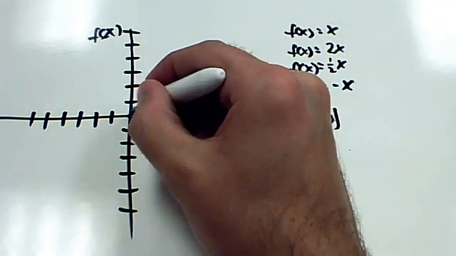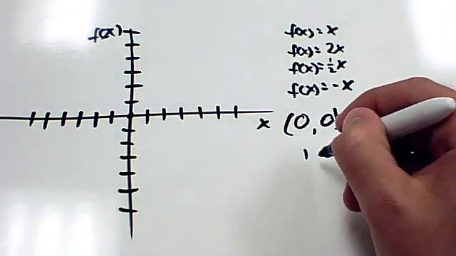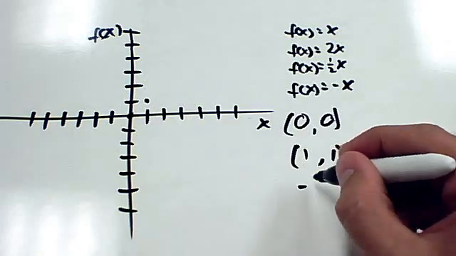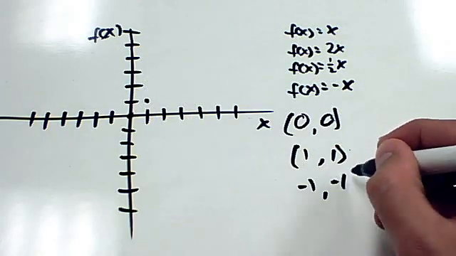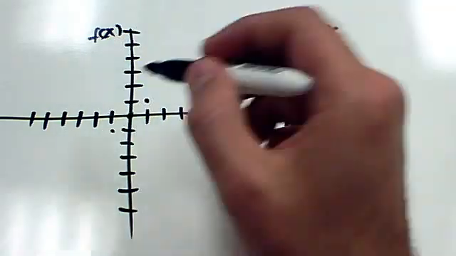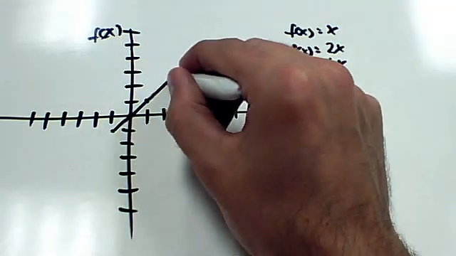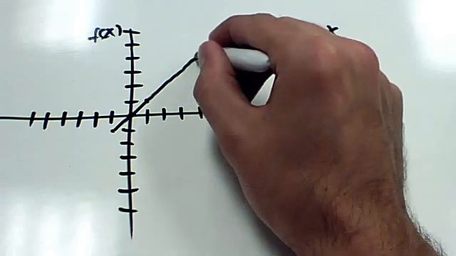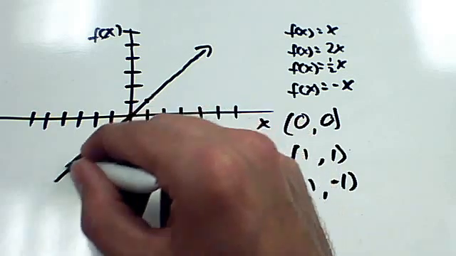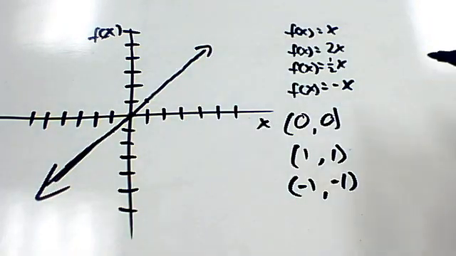So here's a point at 0, 0. When x is 1, f of x is also 1. When it's negative 1, f of x is also negative 1. And so we should end up getting a function, and I could just keep going with points. I'm doing my best trying to make a straight line, as straight as I possibly can. Okay, and we should end up getting a function that looks like that.